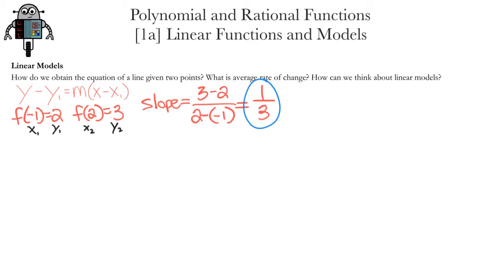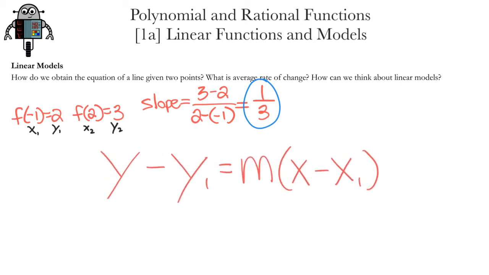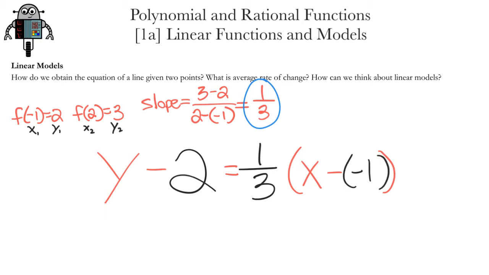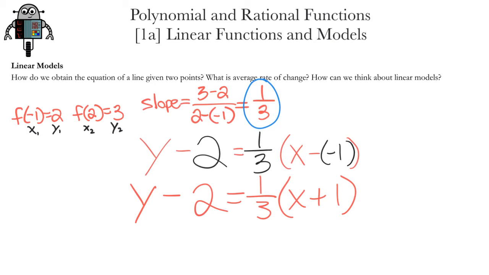Now let's use that slope and a point to write the equation of the line. We have y minus 2 equals 1/3 times x minus negative 1. And we could write that as y minus 2 equals 1/3 times x plus 1.